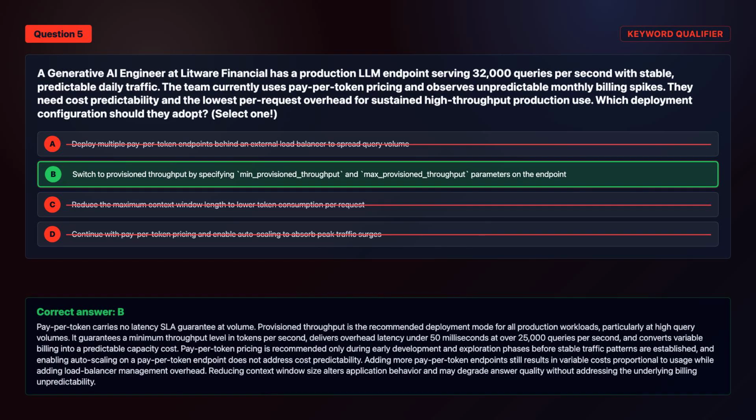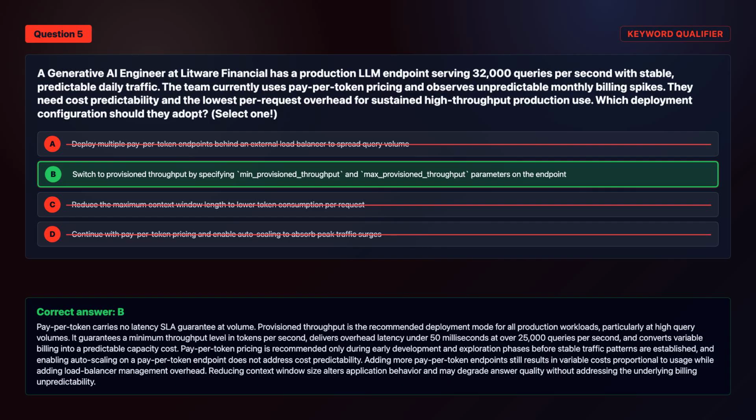The correct answer is option B. Pay per token carries no latency SLA guarantee at volume. Provisioned throughput is the recommended deployment mode for all production workloads, particularly at high query volumes. It guarantees a minimum throughput level in tokens per second, delivers overhead latency under 50 milliseconds at over 25,000 queries per second, and converts variable billing into a predictable capacity cost.